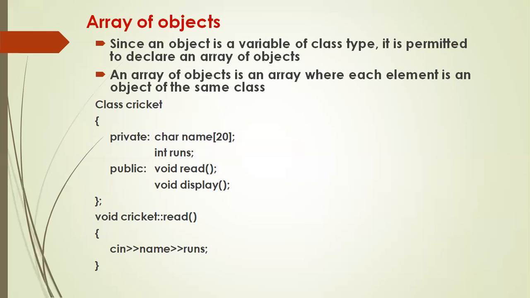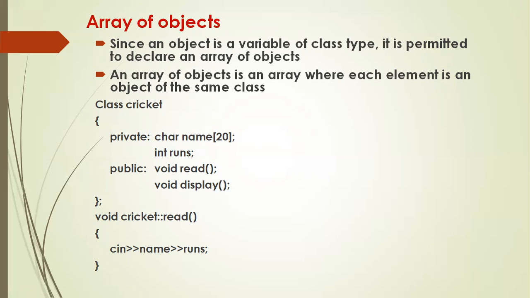Class cricket, the class name is cricket, private: char name[20]. So the first data member is the name of the cricketer, int runs, the number of runs scored. So this class has two data members, name and runs. Next, public: void read, void display. We have just mentioned the prototypes inside the class. The first function has no argument and no return value. The second function also has no argument and no return value. Close the class.